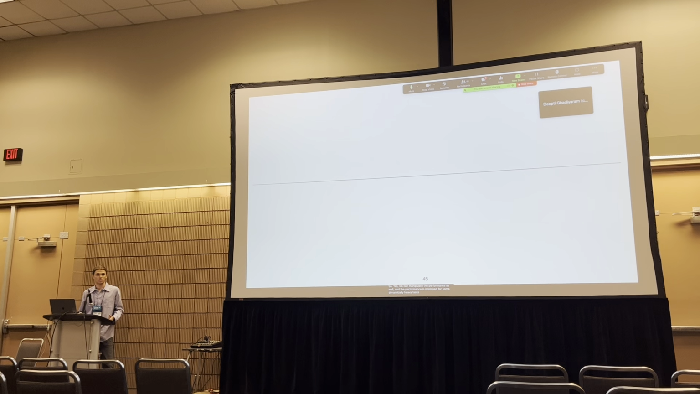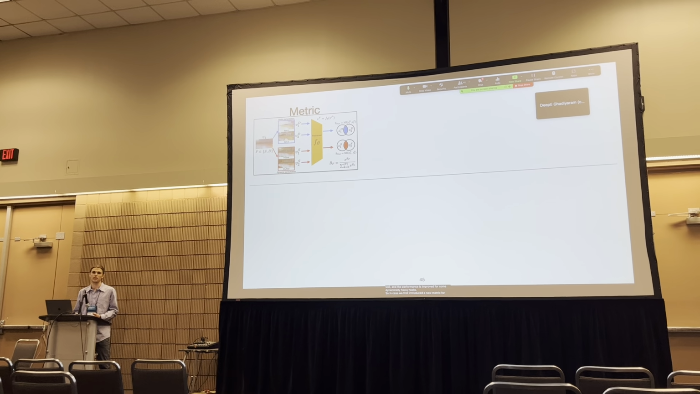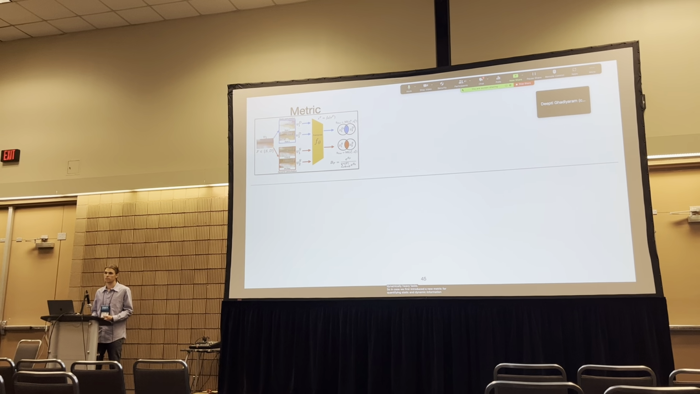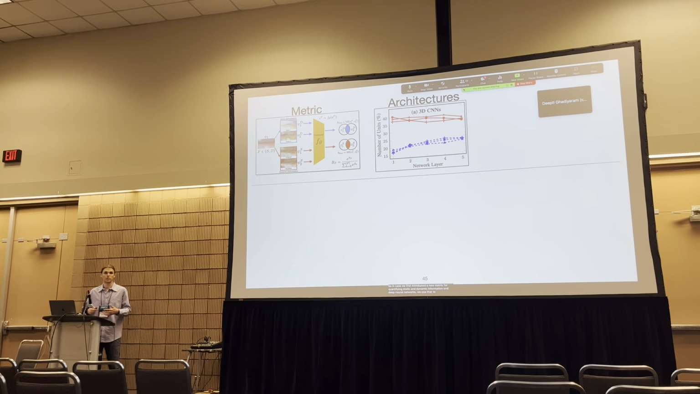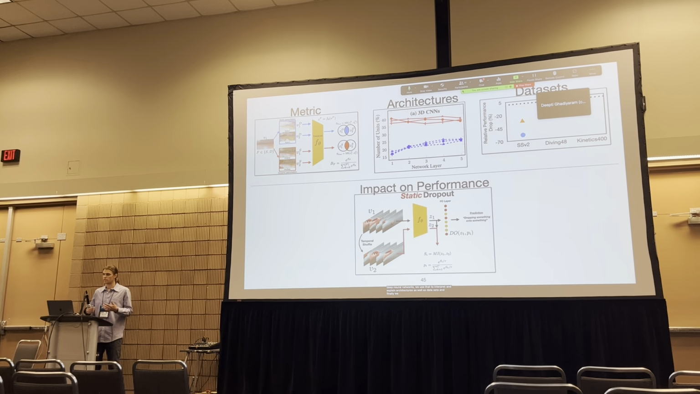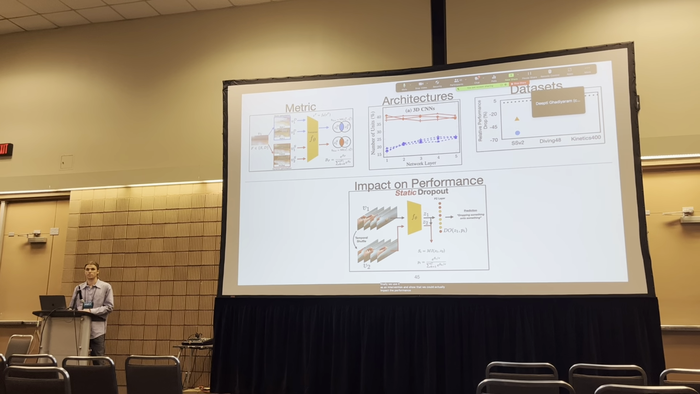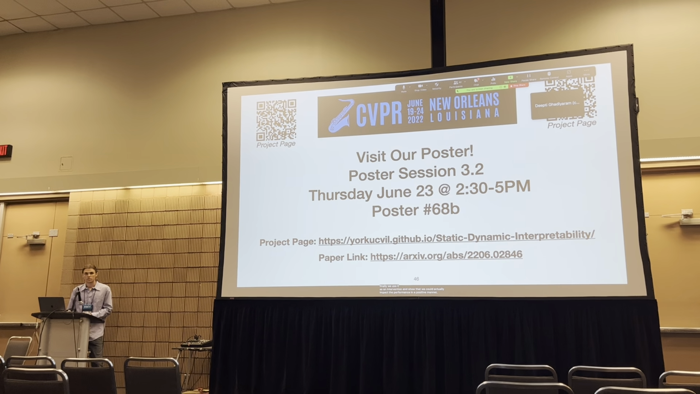So in conclusion, we first introduced a new metric for quantifying static and dynamic information in deep neural networks. We use that to interpret and explain architectures as well as data sets. And finally, we used it as an intervention and show that we could actually impact the performance in a positive manner using our metric. So thank you for listening.